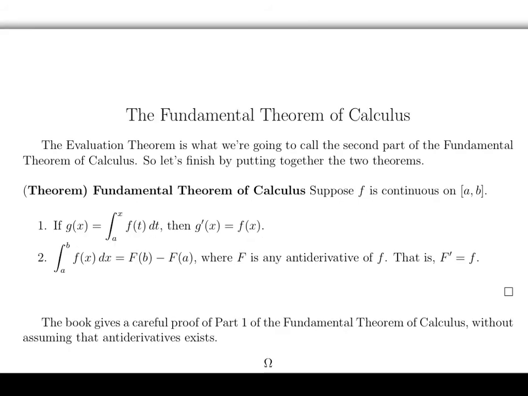Now, the book gives a very careful proof of part 1 of the fundamental theorem, and it does so without assuming the existence of antiderivatives, which is important to do. Because part 1 of the fundamental theorem is essentially saying that antiderivatives do exist, so if you assume that they exist, then it sort of begs the question.